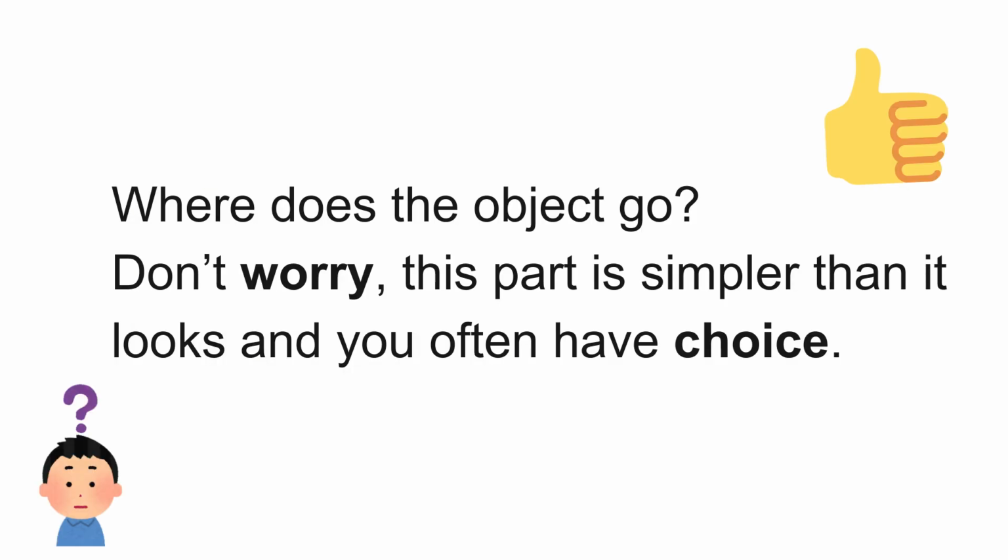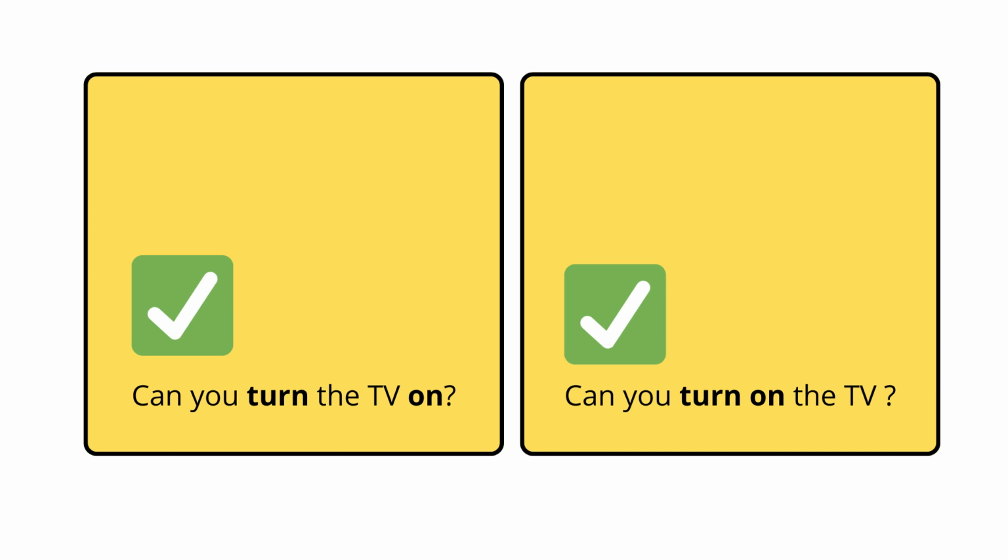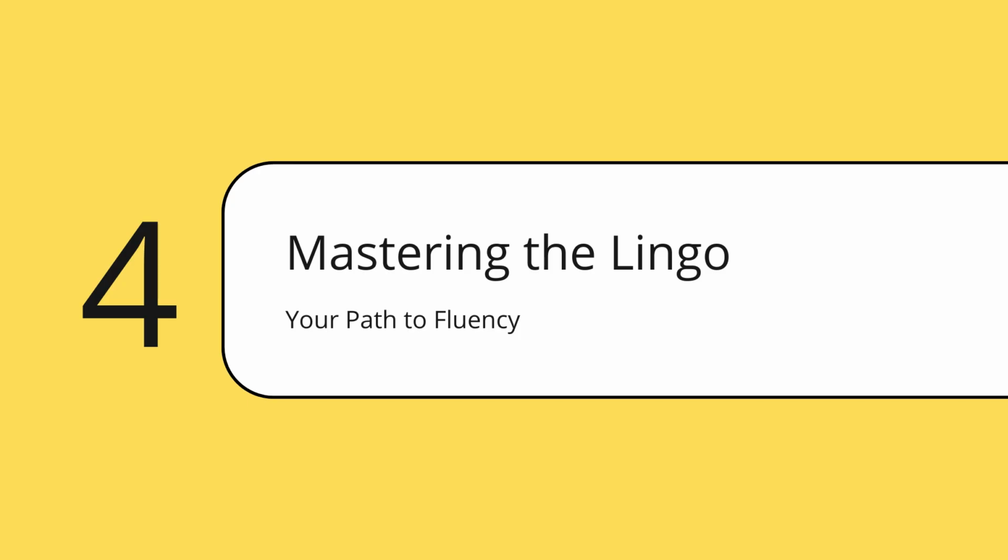Okay, so here comes the part that trips a lot of people up. Yup, we're talking about grammar. Specifically, where do you put the object, that somebody or something? But hey, don't worry, I promise, it's way simpler than it looks. For a ton of common phrasal verbs, you actually get a choice. You can stick the object right in the middle, between the verb and the particle, or you can put it at the end. Turn the TV on is correct. And turn on the TV is also correct. They're both perfect. So this flexibility is actually a feature, not a bug.